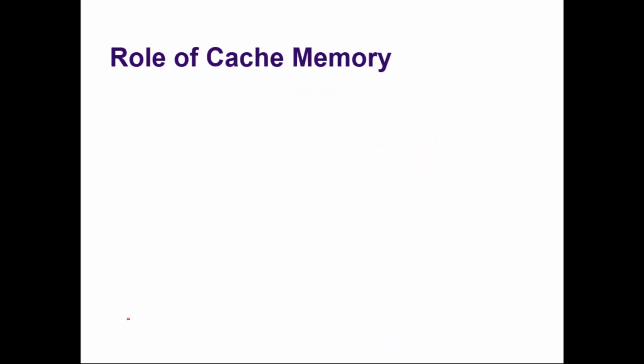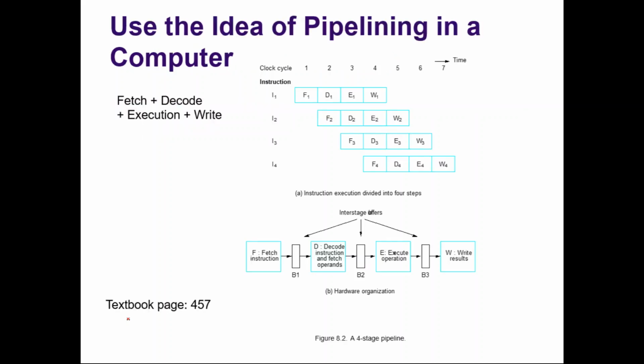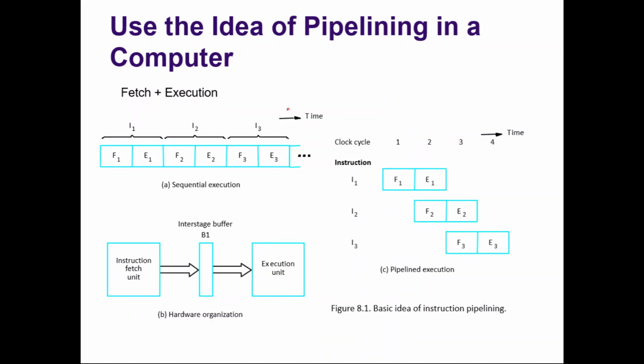So now let us try to understand the importance of cache with respect to pipelining. Each pipeline stage is expected to complete in one clock cycle. In the two cases we have discussed, we just assumed that every stage requires only one clock cycle.